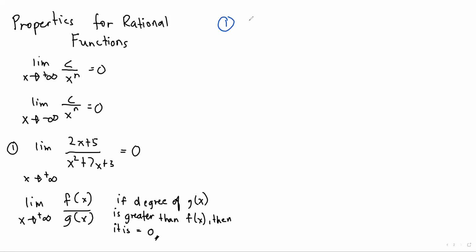Okay? Number 1, limit of 2x plus 5 over x squared plus 7x plus 3 as x approaches positive infinity. Okay. So, to solve this one properly, kailangan natin ma-eliminate lahat ng x.